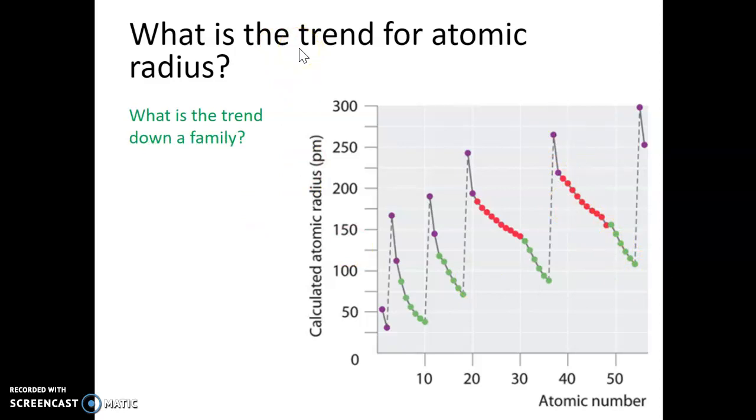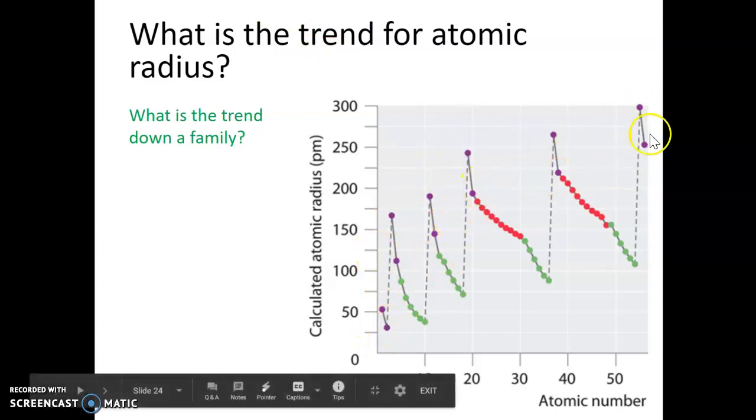Now we can look at the trend down the families. So that would be looking at each of the top purple dots, what do they do? Each of the second purple dots, what do they do? What does the bottom green dot do? And we can see that as we go down a family, the radius gets a little bit bigger and a little bit bigger and a little bit bigger. So the radius of something at the top of the table is going to be smaller than the radius of an element in its same family at the bottom of the table.